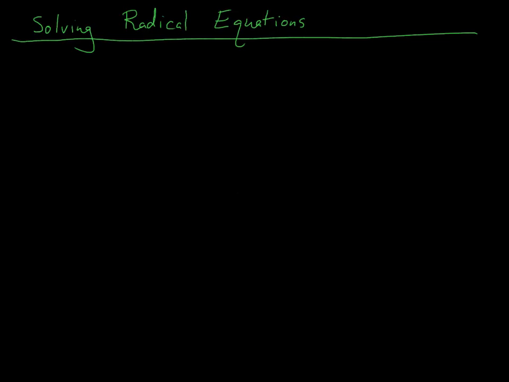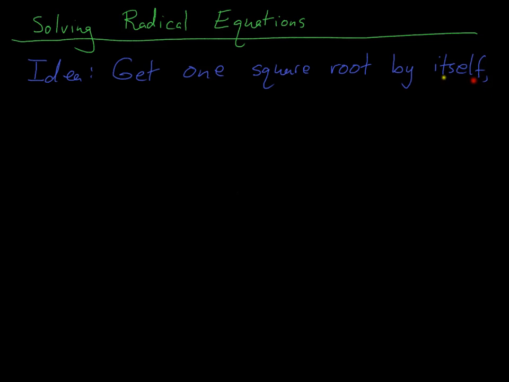In this next set of videos, we're going to talk about solving radical equations. The idea is really pretty simple. So, all you're going to do for most of these equations is get one square root, or higher order radical if you have it, but basically get a square root by itself, and then you're going to square both sides to get rid of it.